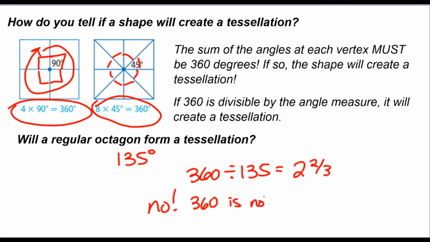360 is not divisible by 135. So that's a pretty easy way to tell if a shape will create a tessellation.